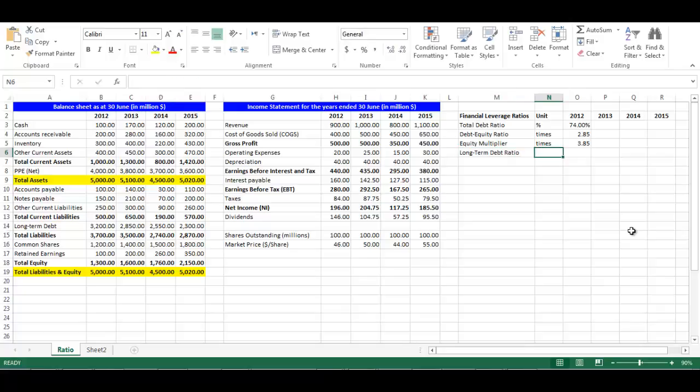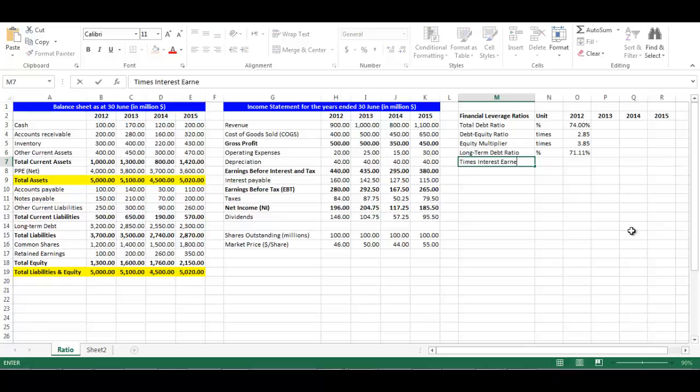Write long-term debt ratio in cell M6. Long-term debt ratio is long-term debt divided by both long-term debt and total equity. Its unit is percentage. In cell O6, write equal. Choose cell B14, divided by, open bracket, choose cell B14 plus B18, close bracket. Press Enter.